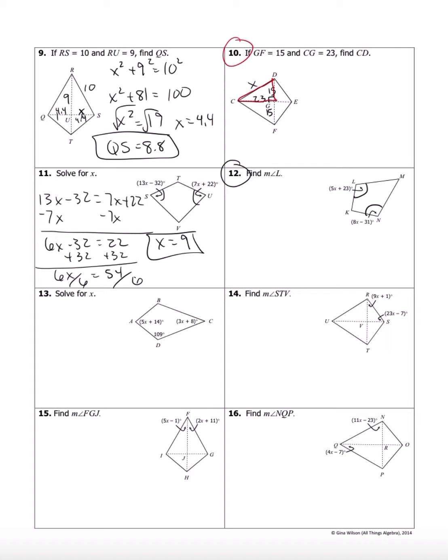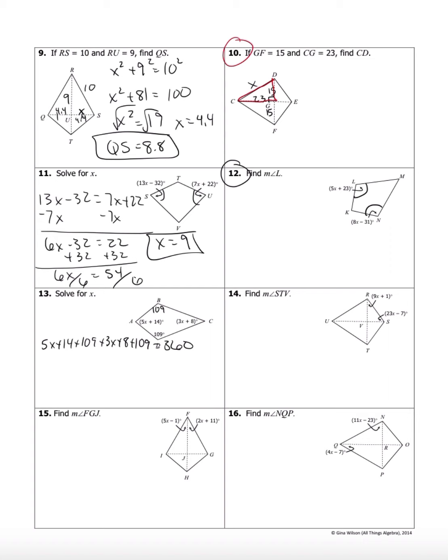All right, number 13. Now we're back to using that all the angles in a kite, any quadrilateral, are going to add up to 360. So angle B and angle D are the congruent angles. So angle B is also 109. So what we're going to do here is add up all the angles to equal 360. So 5x plus 14 plus 109 plus 3x plus 8 plus 109 equals 360.